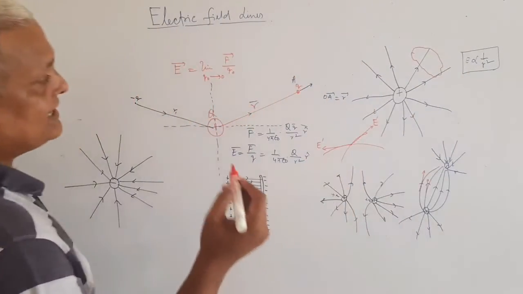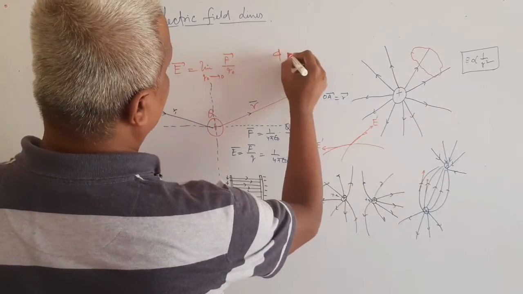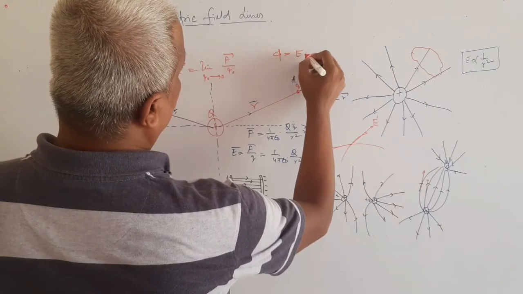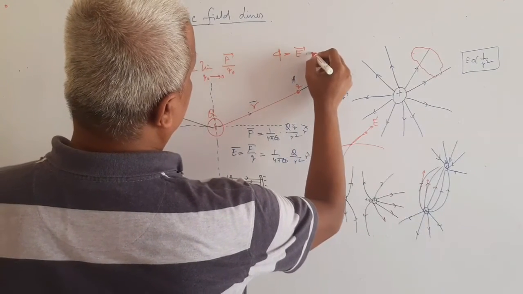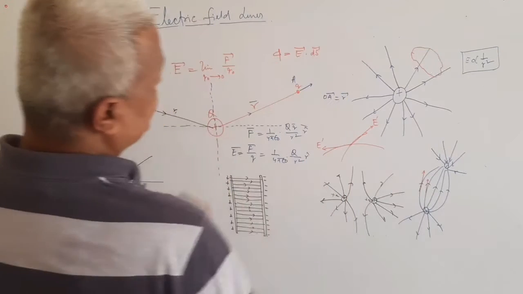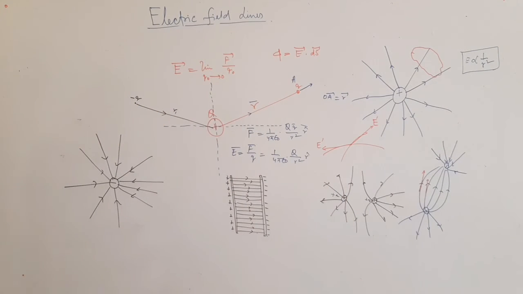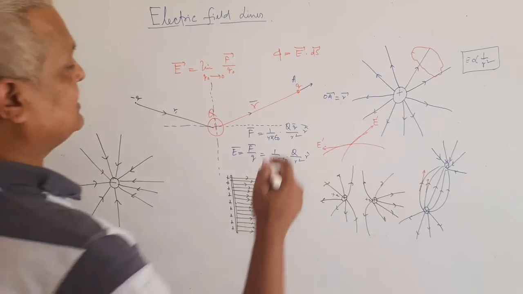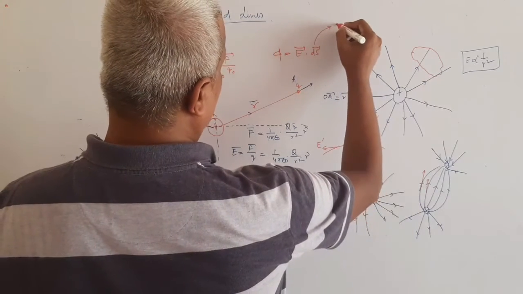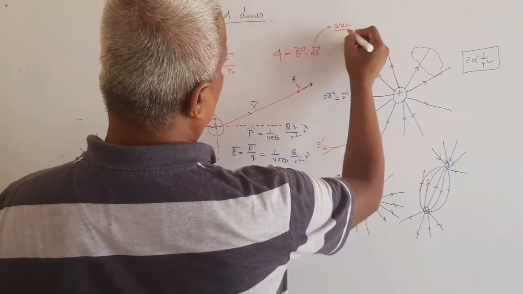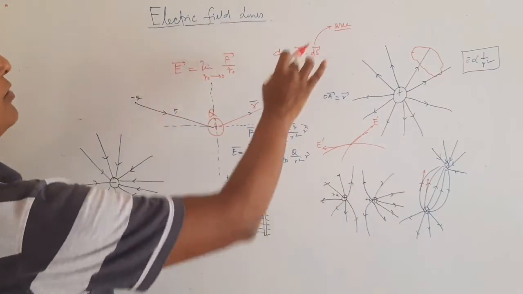Mathematically we can say that electric flux phi is the dot product of the E vector and the dS vector. dS vector is the small area element. Now you all know that area is a scalar quantity. Then how has this area become a vector quantity? Because I have placed a bar over it.